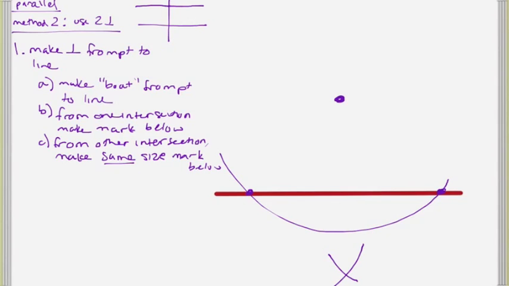Okay, so I put my compass point at one side of the boat, and I make a mark. Then with my compass set at exactly the same size, I go over to the other side of the boat and make another mark. What's the size again? It doesn't matter what size. As long as they're the same size on both sides, it doesn't matter what size.